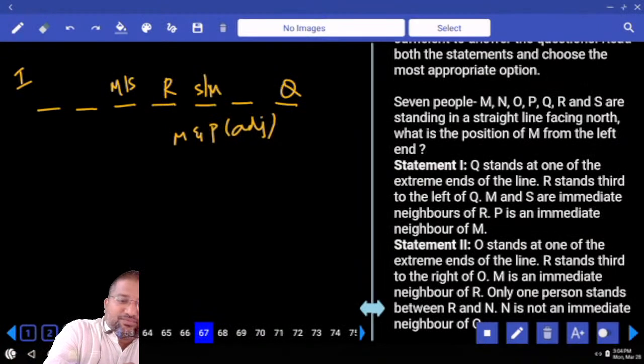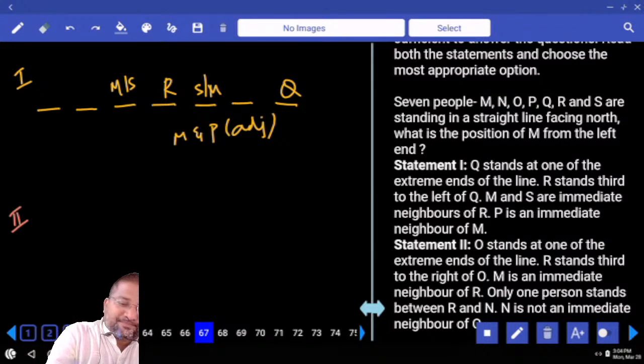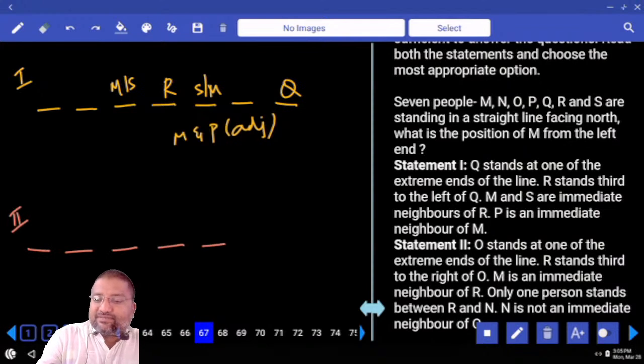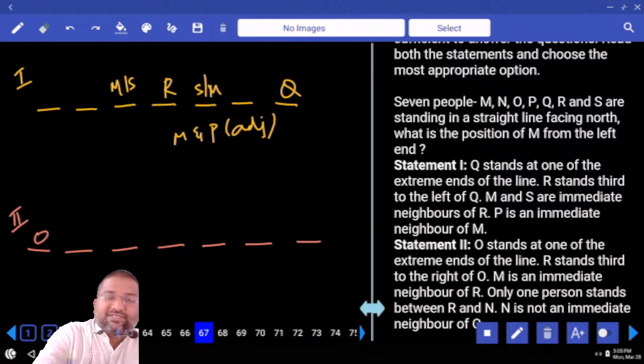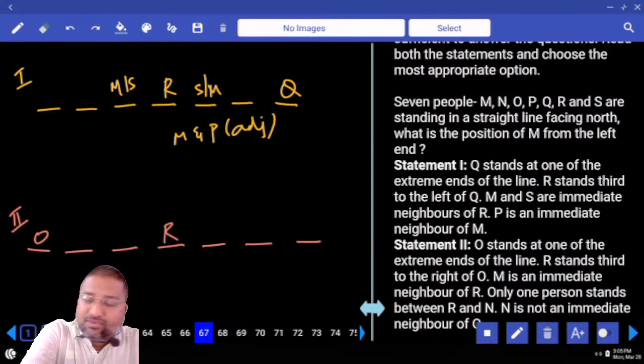I'll go for 2. Read what 2 says. O stands at one of the extreme ends of the line. R stands third to the right of O. 1, 2, 3, 4, 5, 6, 7. O has to sit in the left corner because R is standing third to the right of O. Next.